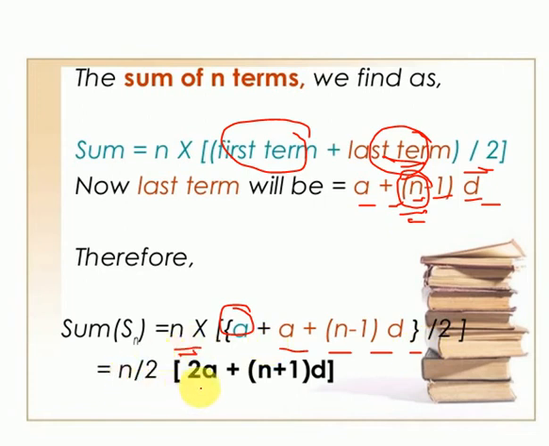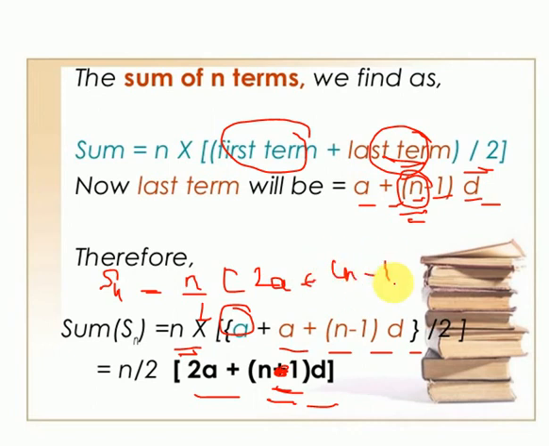n upon 2 into 2a plus n minus 1 d. It's not plus, it's minus 1. Okay, so this is your second formula, that is Sn is equal to n upon 2 into 2a plus n minus 1 d. Understood?